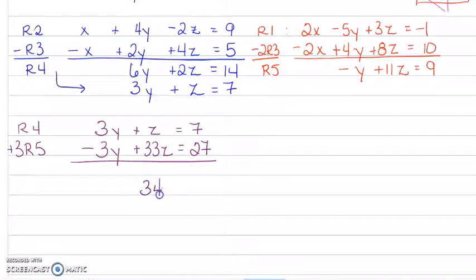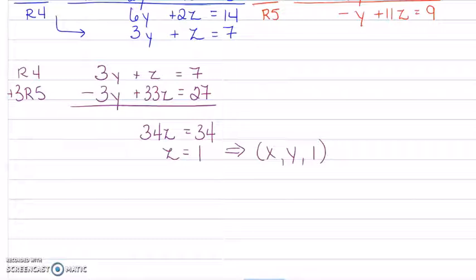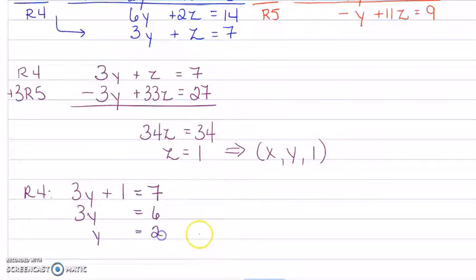Then I have 34z equals 34, so z equals 1. So far, my solution looks like x is unknown, y is unknown, but z is 1. So now I'm going to do what's called back substitution. I suppose I can take row 4 here and substitute the 1 in for the z. So then 3y equals 6, and y now equals 2. So now x is unknown, but y and z are known.